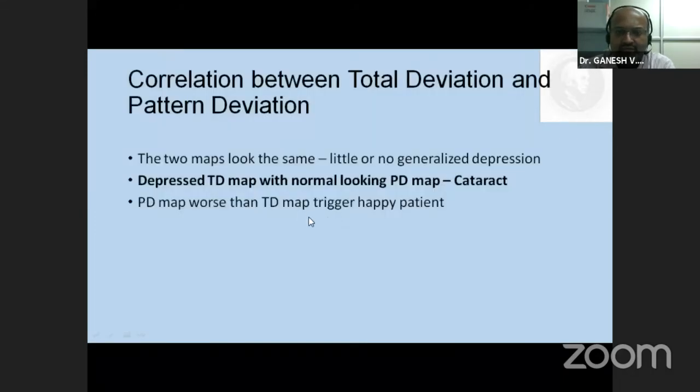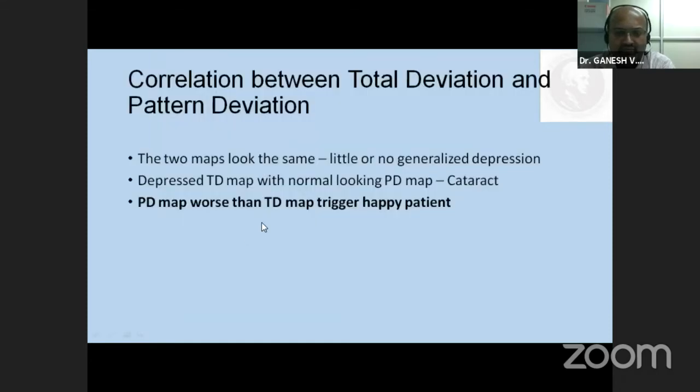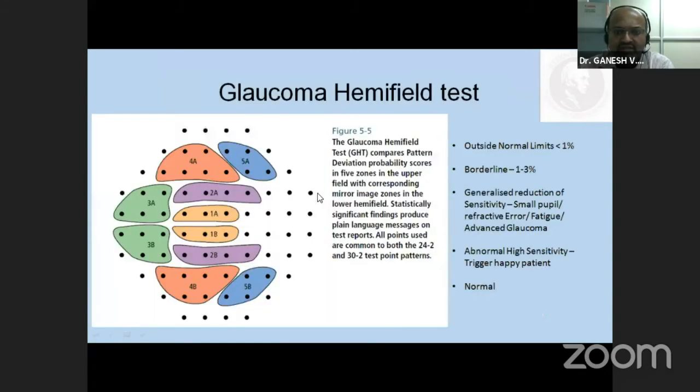Depressed TD map with normal-looking pattern deviation. So this looks like a depressed total deviation, whereas the pattern is normal. So this could be related to a media or refractive issue. A pattern deviation map worse than the TD map may be a trigger-happy patient. For example, here you have a normal total deviation, whereas the pattern deviation is very depressed, and you have excessively high false positivity and a mean deviation of +7. And the GHT shows abnormally high sensitivity. Coming to GHT, this is nothing but the comparison of, like I said, the asymmetry within the eye.